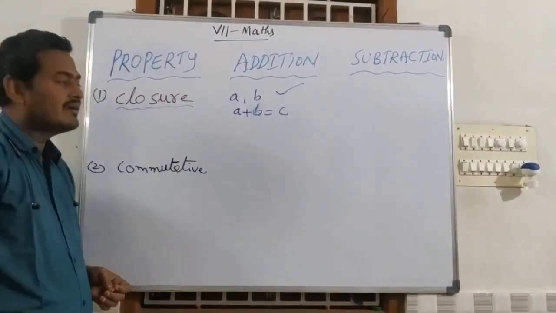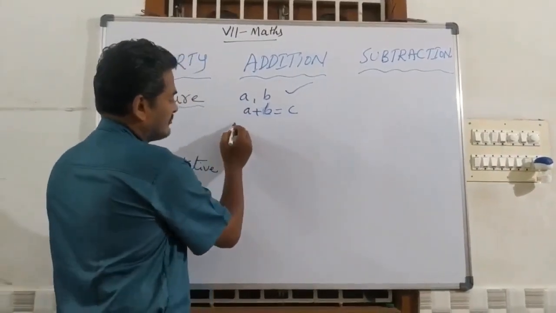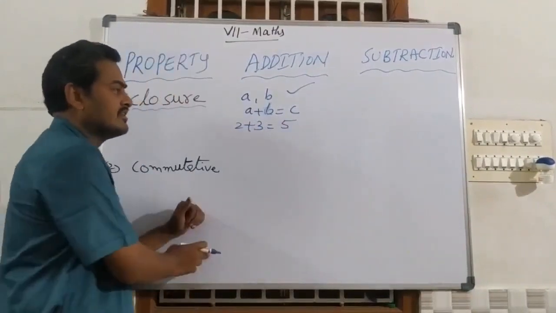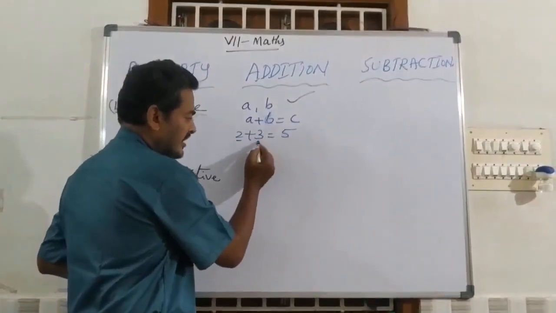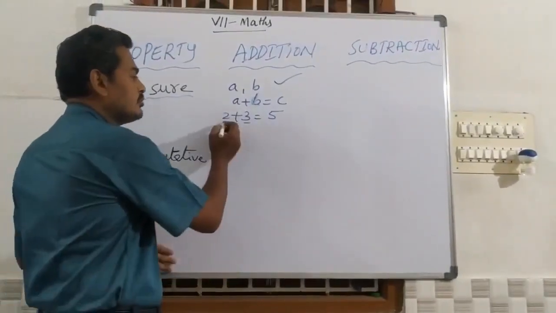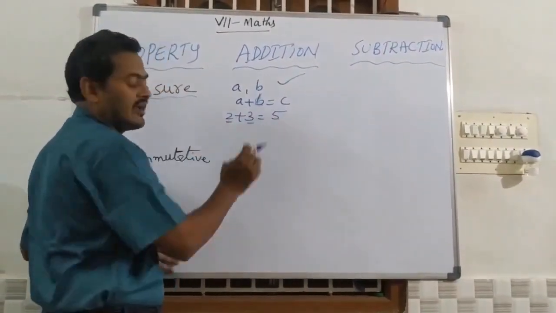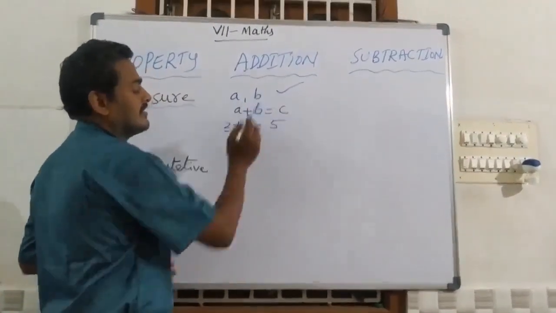closure property under addition. For example, if you take any example, 2 plus 3 equals 5. 2 is an integer, 3 is also an integer, and 5 is also an integer. Now 2 plus 3 is 5, that means the sum of two numbers is also an integer. This is called the closure property under addition.